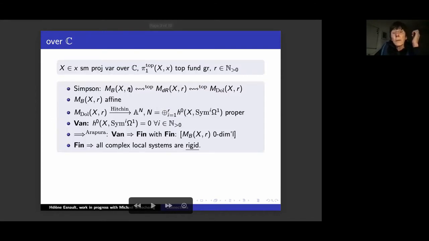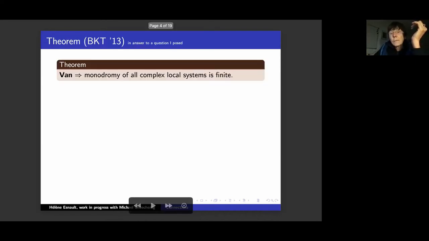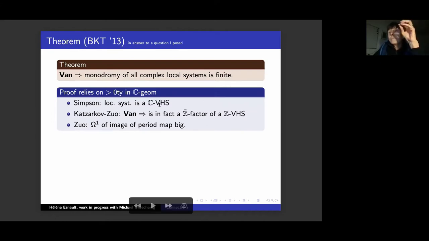It uses the topological isomorphism with the Dolbeault side here again. So now on the Dolbeault side, there is an algebraic C-star action, which is computed by rescaling the Higgs field, replacing a Higgs field theta by t times theta for t in C-star. So this is an algebraic operation. And then because the points are isolated, all the local systems are invariant under the C-star action. And then Simpson proves that they are complex variations of Hodge structures.